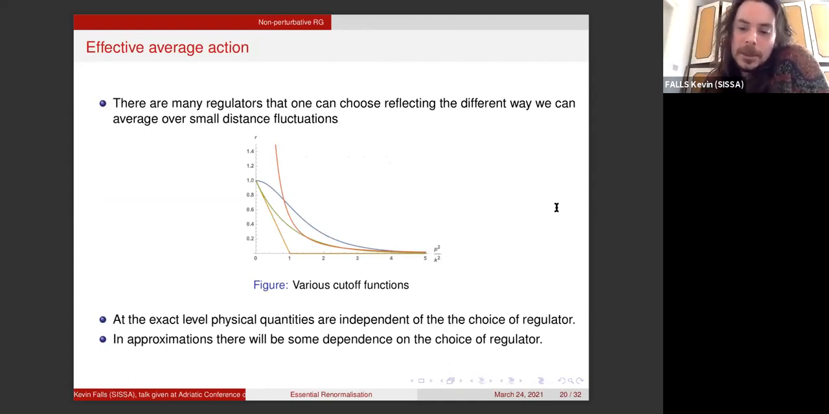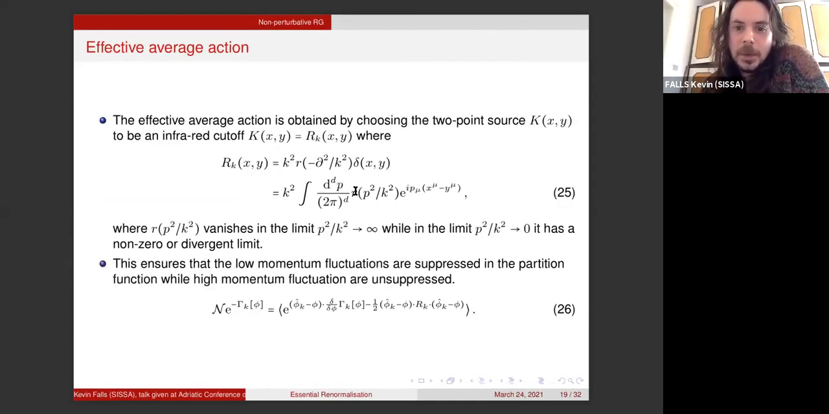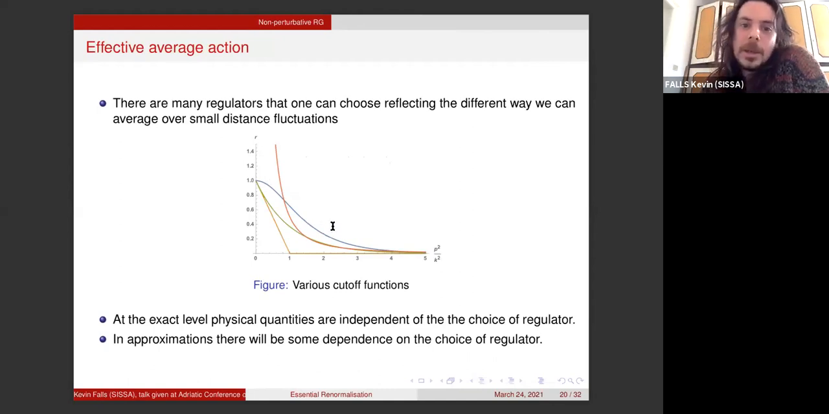And as I said, this function R here, you can choose it in many ways as long as it has the appropriate limits. So here I just give some different functions that you can choose. You can have smooth ones, which involve exponentials and where they might have some finite limits. You can also have ones where it depends on the theta function, so it's zero until this ratio becomes one, and then the regulator turns on. And you can also have power law type regulators, which diverge when the momentum goes to zero. And at the exact level, all the physical quantities are independent of which choice you make, because these are just different ways to do your coarse graining, if you like.